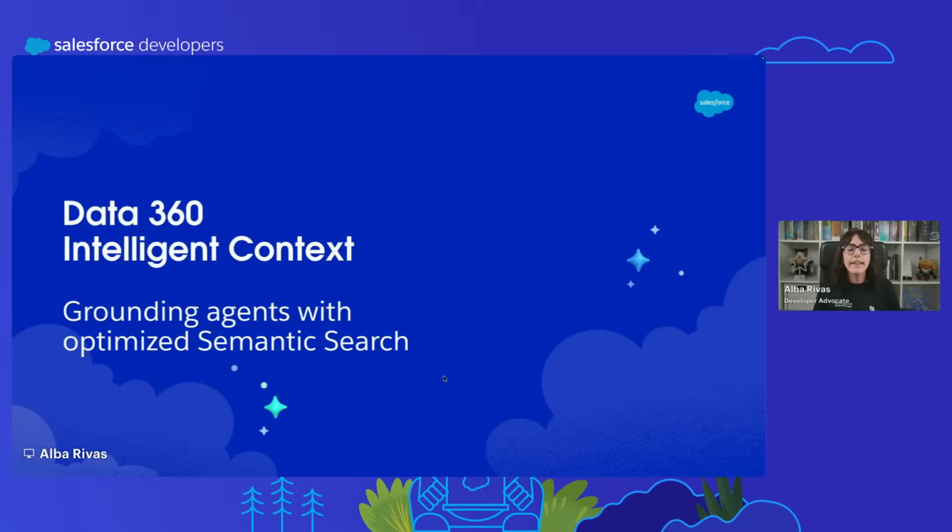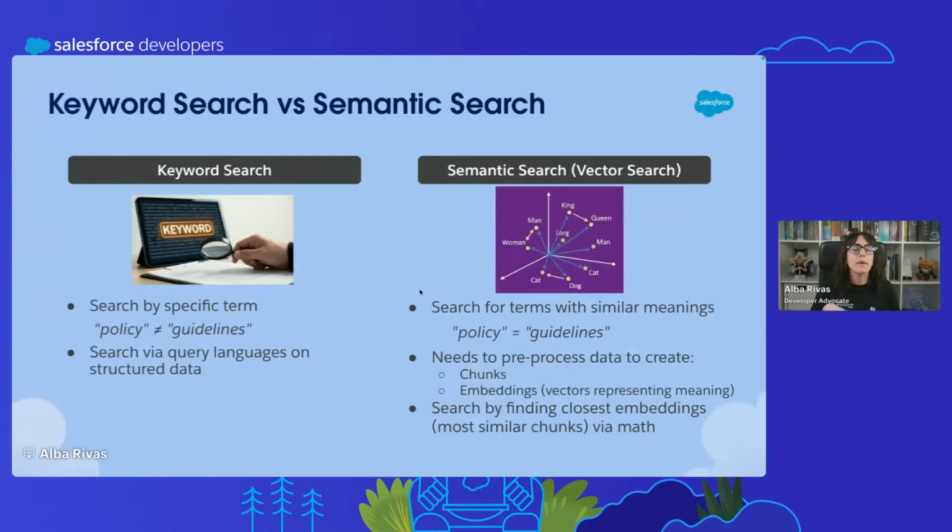So intelligent context is a tool that allows you to ground agents in a better way by doing an optimized semantic search. So we had semantic search before, but with intelligent context, we are going to make that semantic search better, okay?